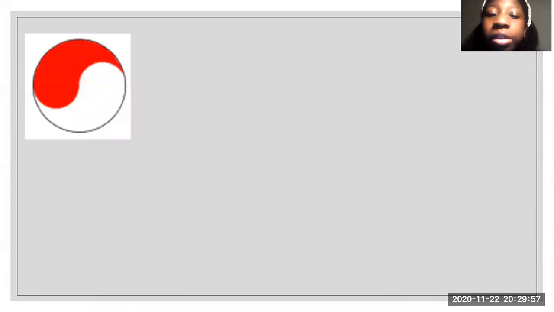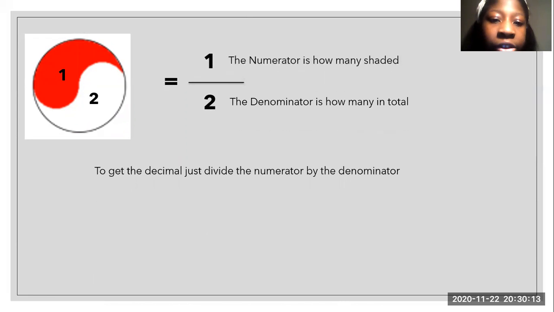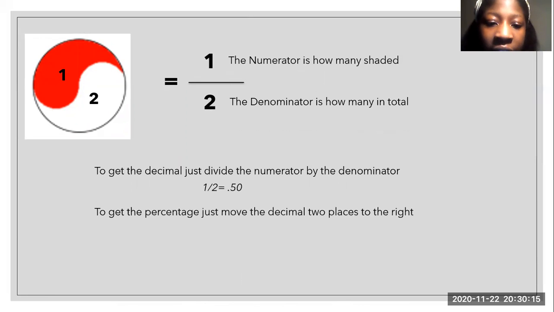Now to our next one. We have this simple shape. This is actually equal, so we don't have to divide it. So we have 2 sections. We only have 1 shaded, so it'll be 1 over 2. Now we divide 1 by 2, and this will give us 0.50, which is 50%. Let's go to the next problem.